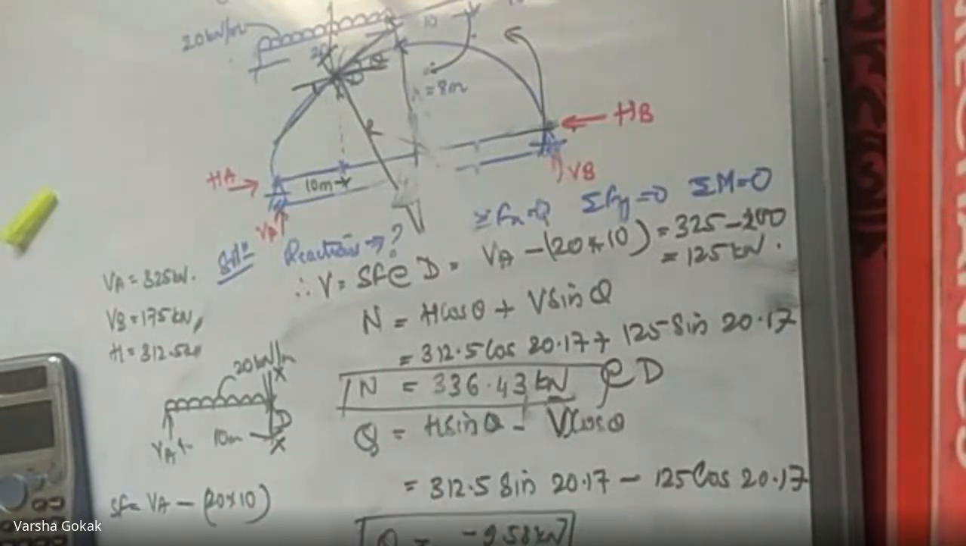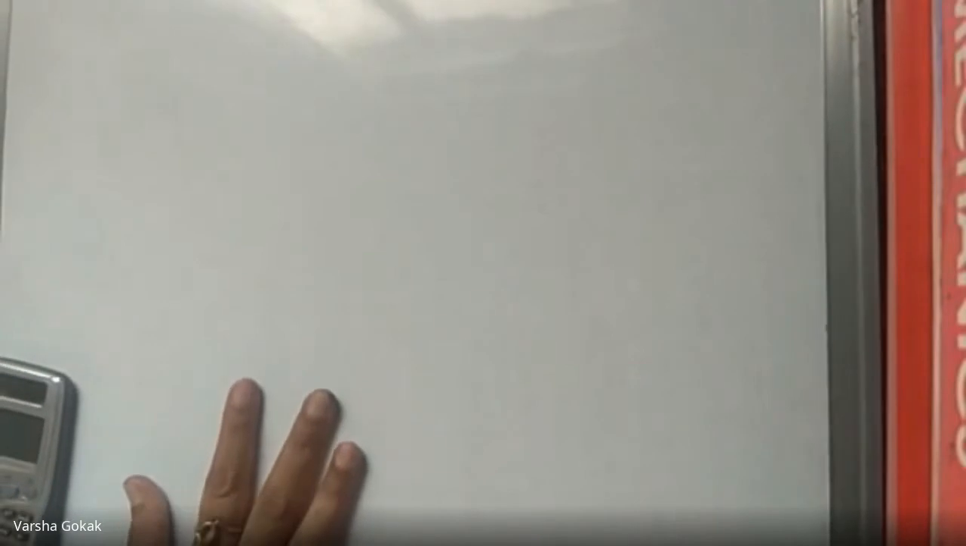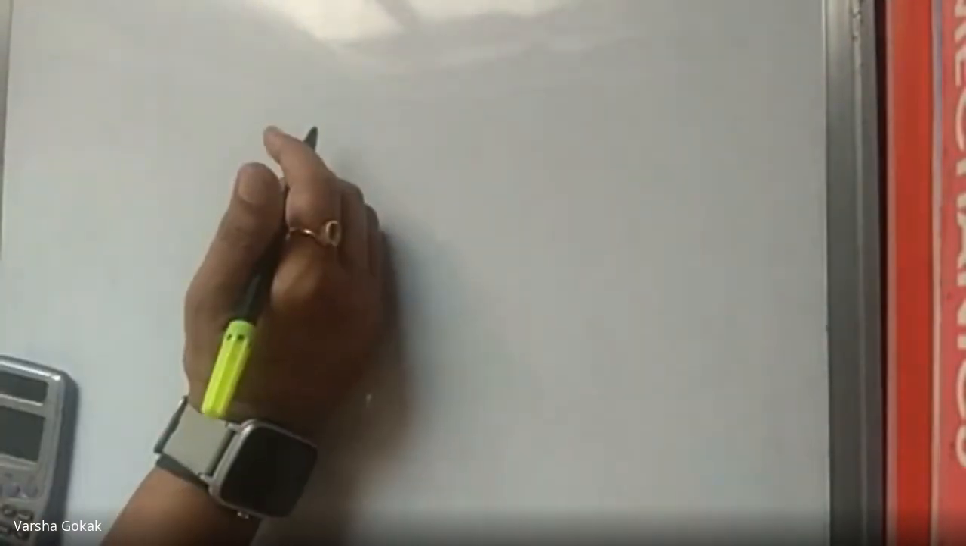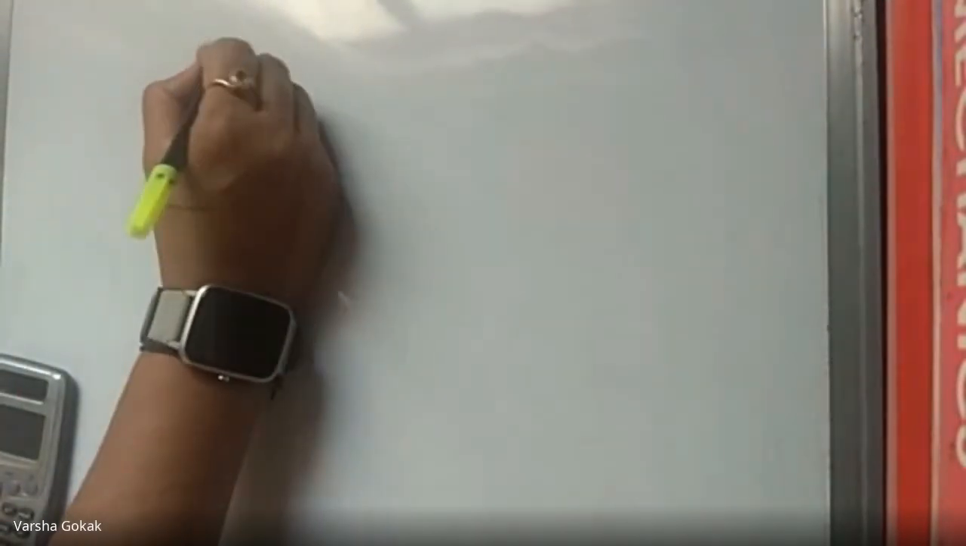Okay. Any doubts in this equation, in this problem? This is a circular arch. Any doubts? No doubts? No, ma'am. So we'll take one more example then. Next example, example number 2.